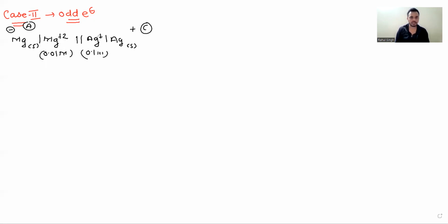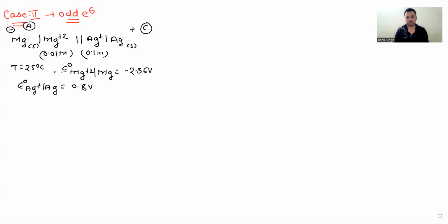From here we can see that Ag plus is an odd electron system. We can easily see that. Same terminology, the temperature is 25 degrees Celsius. So now it is making our work easier. E naught of Mg plus 2 to Mg is minus 2.36 volt, and E naught of Ag plus to Ag is 0.8 volt. It is given here. So this is all about our question.